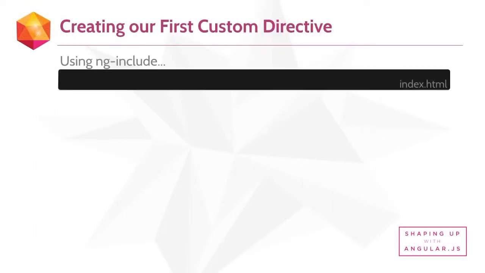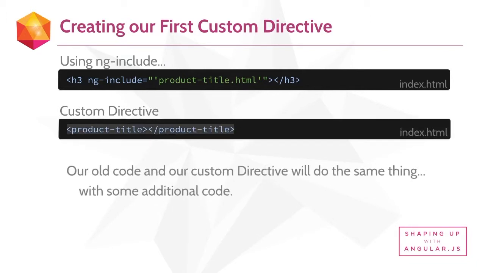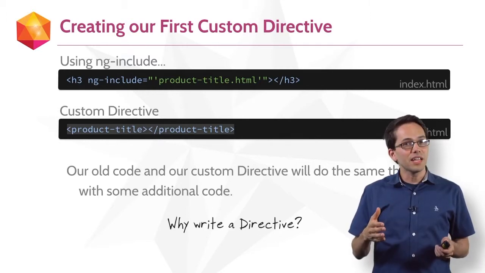Using ng-include works, but there's a preferable way when we want to include a template, and that's by using a custom directive. Might look something like this. There's a little more code we have to write behind the scenes to make it work, but this is what it would look like inside your index.html. Why should you write a directive instead?